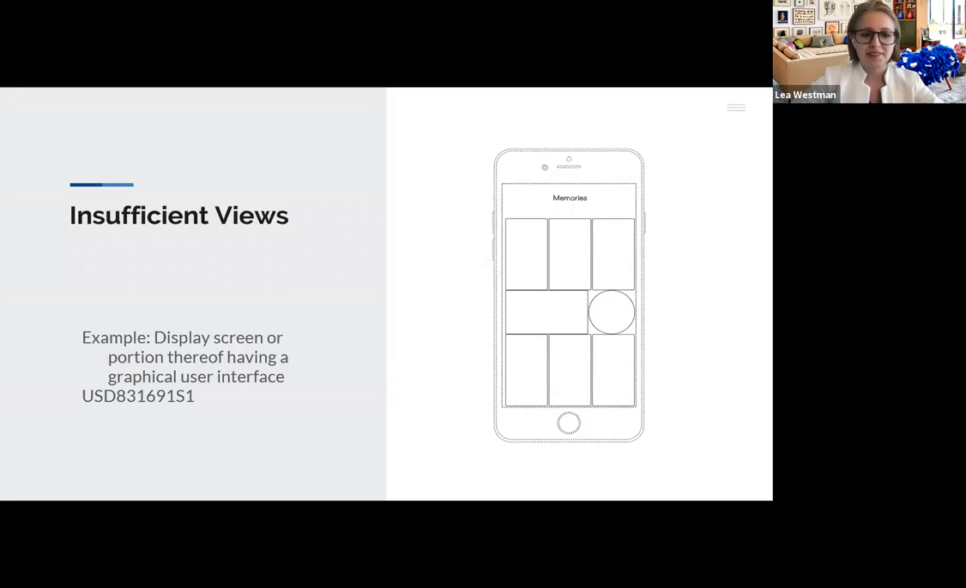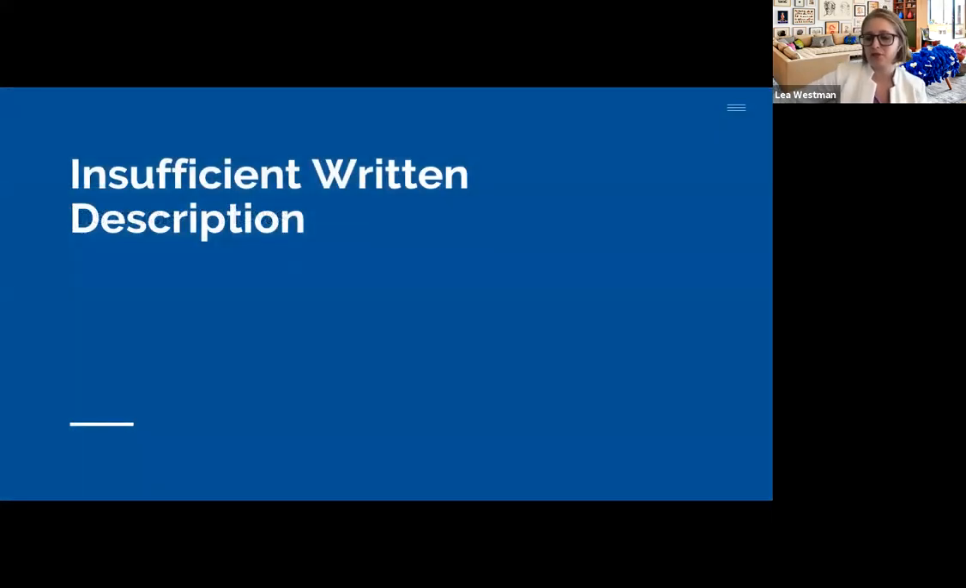A touch of everything. After all that discussion of how many views you need to show a 3D article, this is sufficient to show a 2D design, right? This is the GUI on a phone. I believe this was a display screen. It's a design patent for Snap. And this is sufficient because it's showing it in full. So it's very different considerations in 2D versus 3D. Good point. With that, we'll move on to insufficient written description.